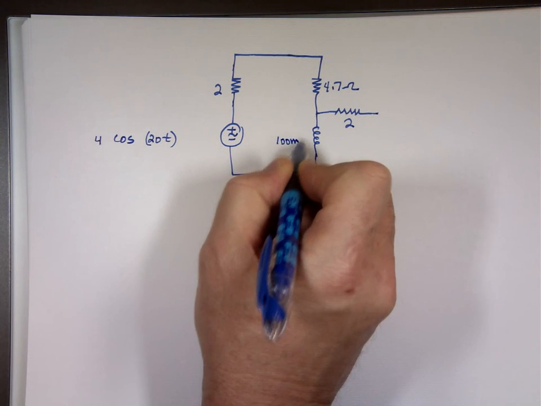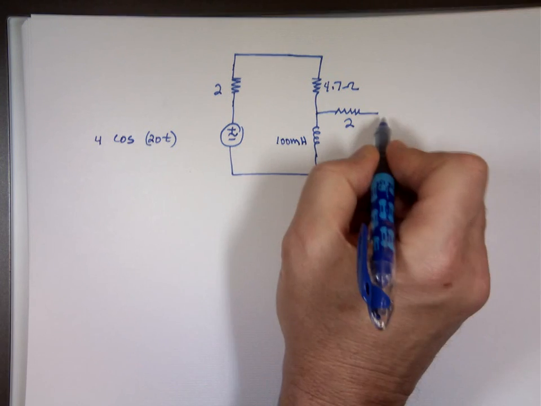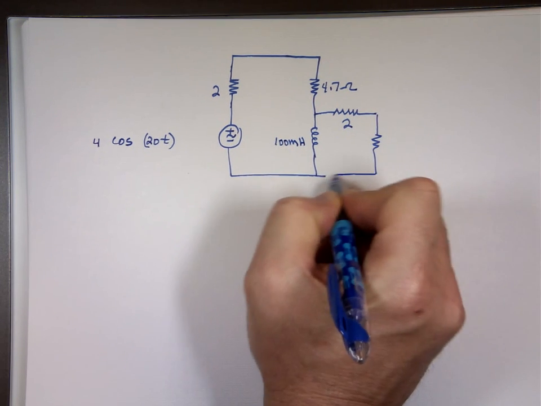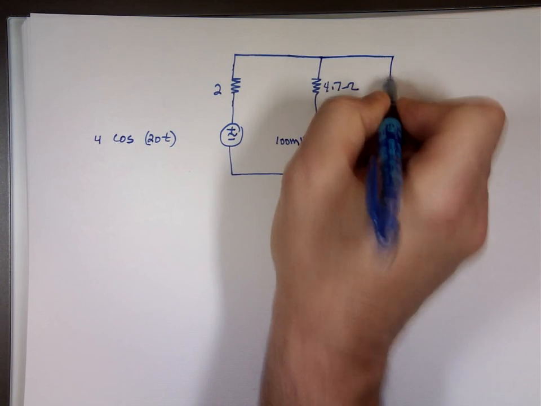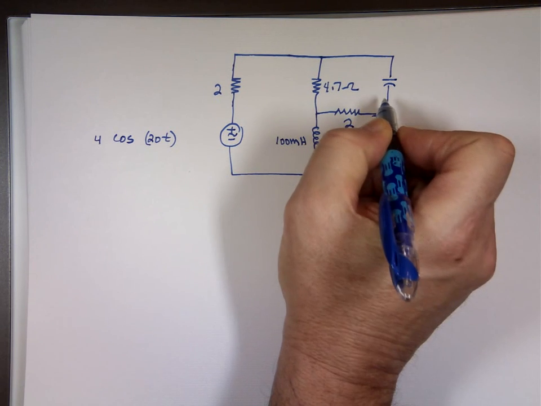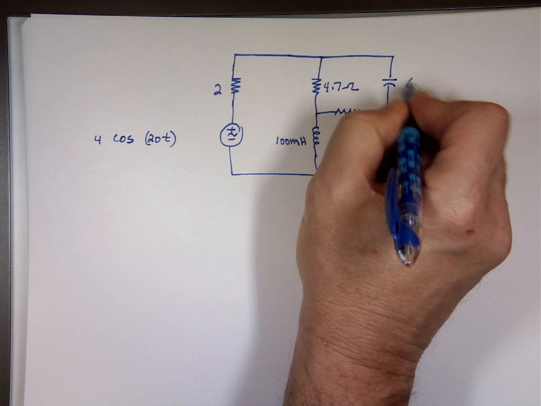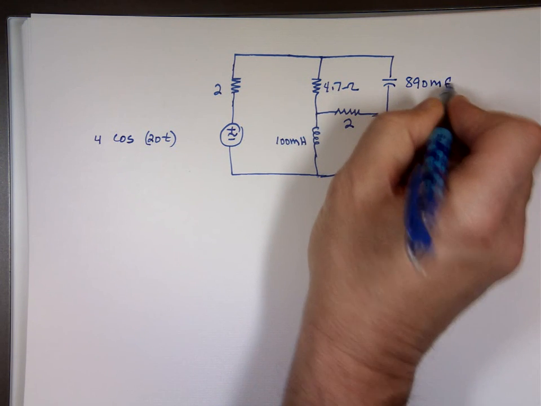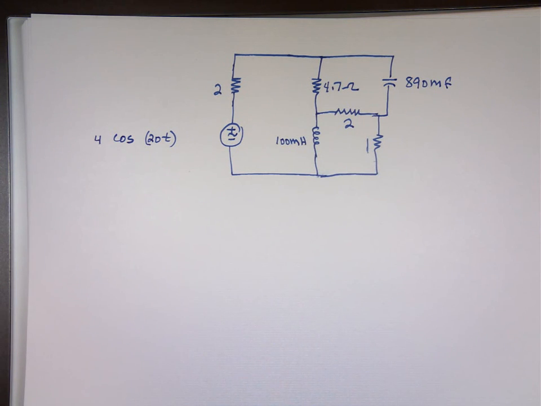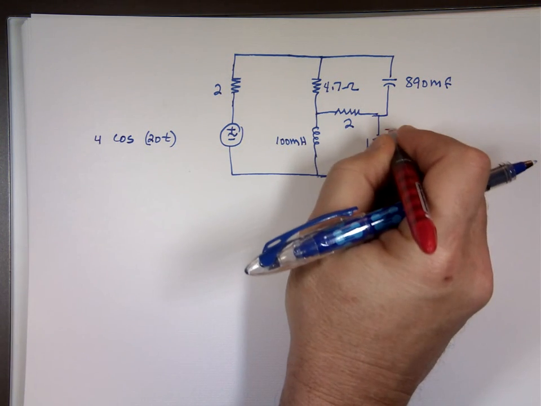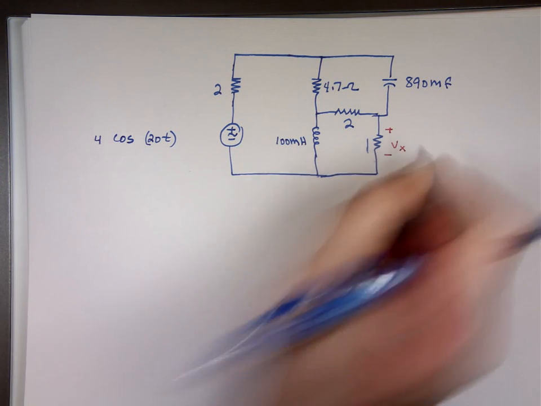100 milli, one ohm, and we have a capacitor here of 890 millifarad. And the question is, find Vx, and Vx is the voltage across the 1 ohm resistor, labeled plus on the top, minus on the bottom. Find Vx.